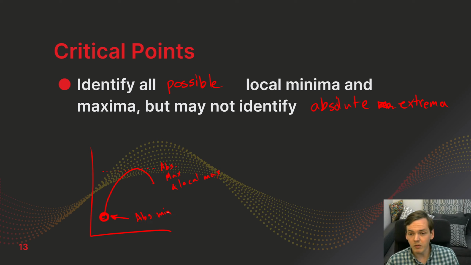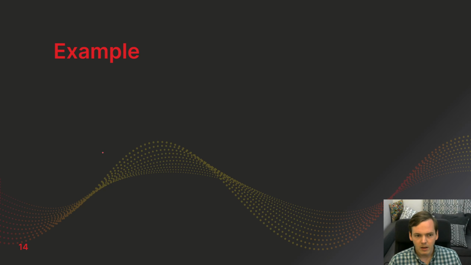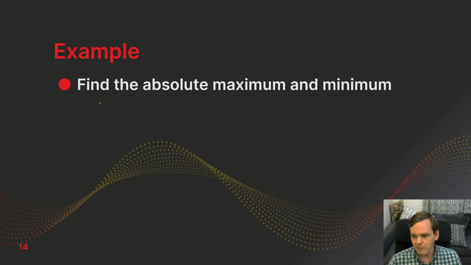So if we want to look for the global or the absolute extrema, we have to look at both critical points and a couple other things, which we'll see here in a second. So our first example: find the absolute maxima and the minima for the range of 1 to 3 on the function of negative x squared plus 3x minus 2.